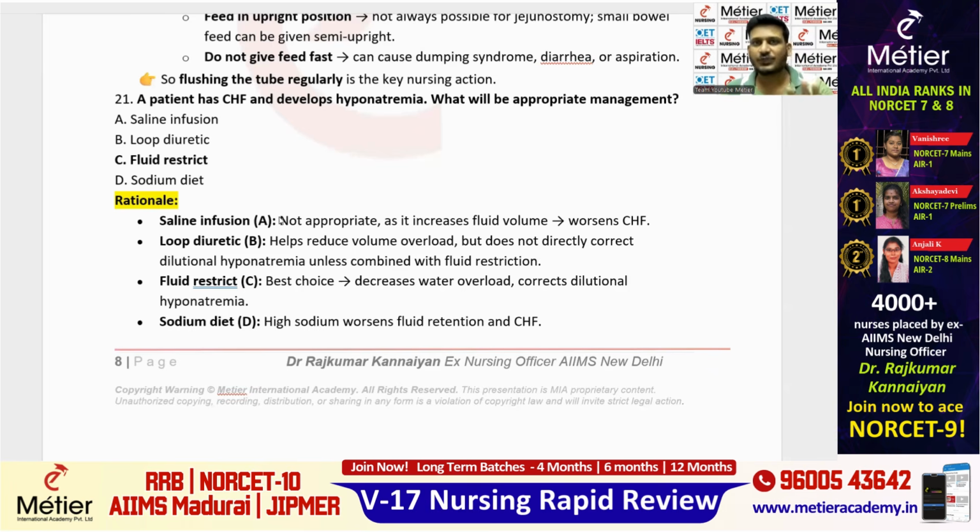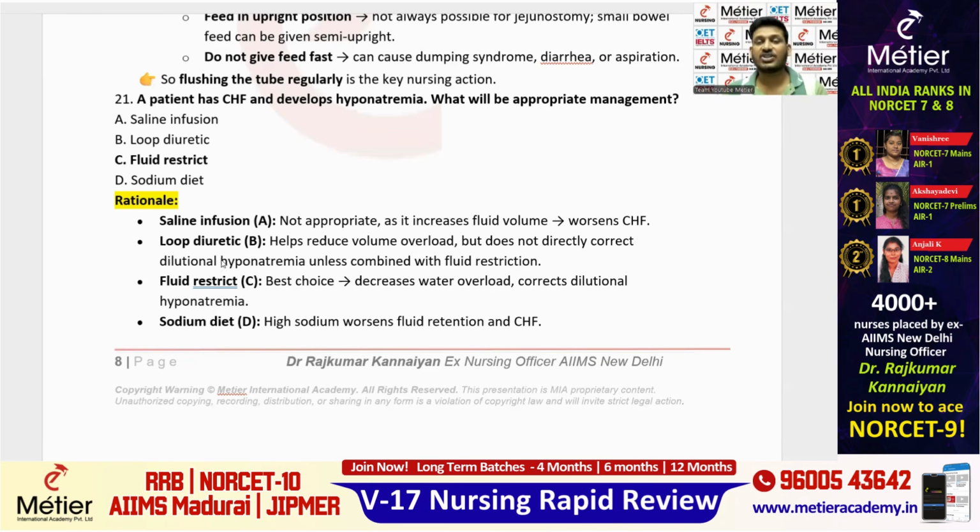Fine. So what are the leftover options? Only 2: loop diuretic and fluid restriction. These 2 things are totally related to congestive heart failure, so among these 2, only one is the answer. Obviously, with option B, loop diuretic, we can give it to the patient. It will reduce the fluid overload, but certainly it will not correct the hyponatremia. So loop diuretic along with fluid restriction will correct the dilutional hyponatremia also. You can see here fluid restriction is the best choice: it decreases the water overload and corrects the dilutional hyponatremia.